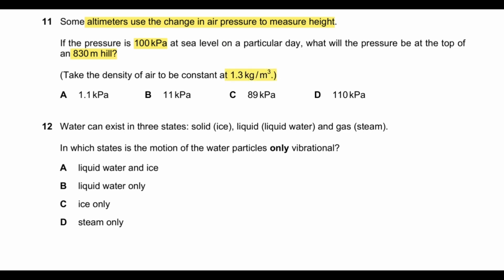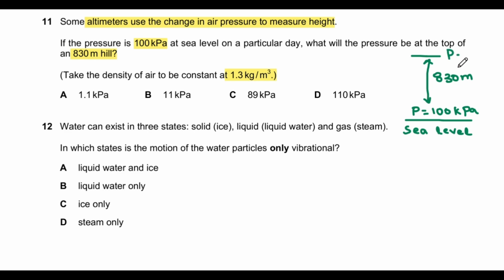The density of the air is 1.3 kilogram per meter cube. So we are at the sea level and the pressure is 100 kilopascal, and we are supposed to move to the top of the hill, which is 80 meters high. What would be the pressure at the top of the hill?